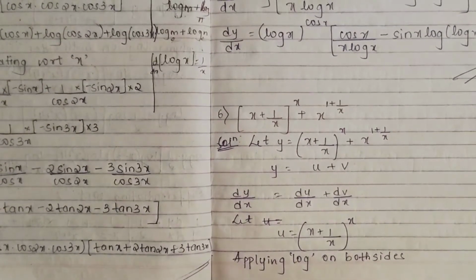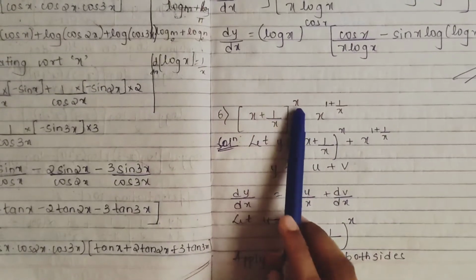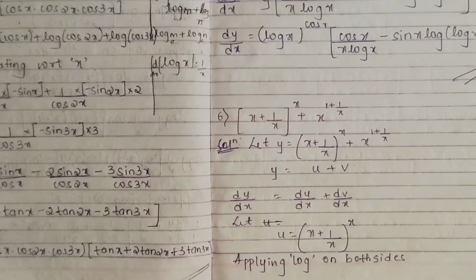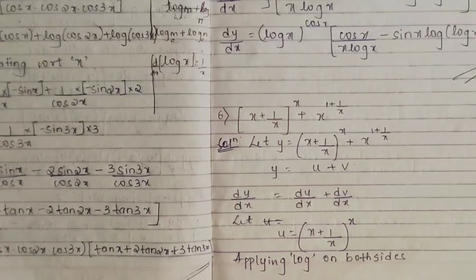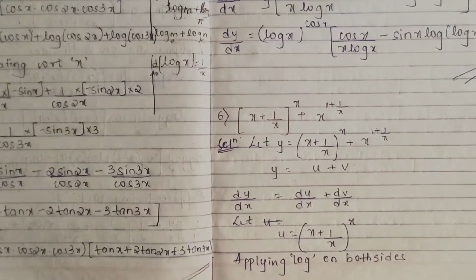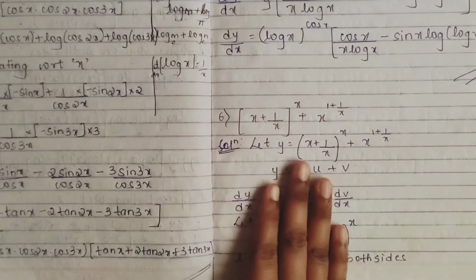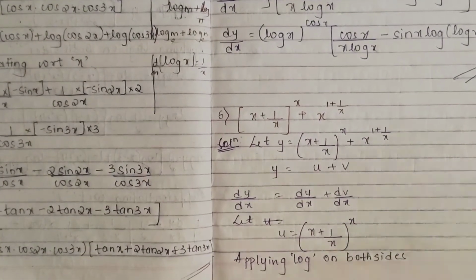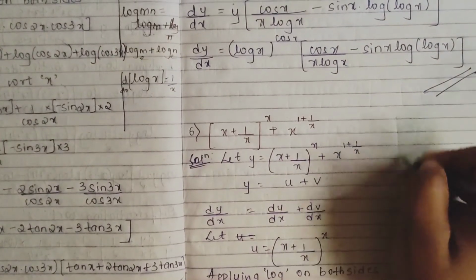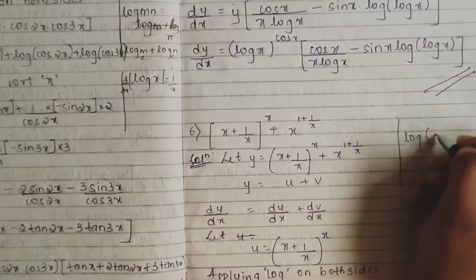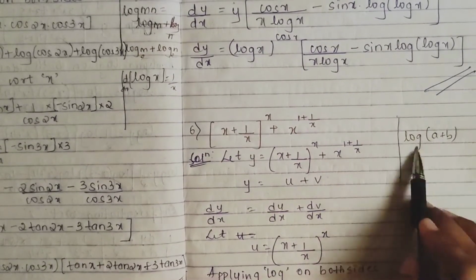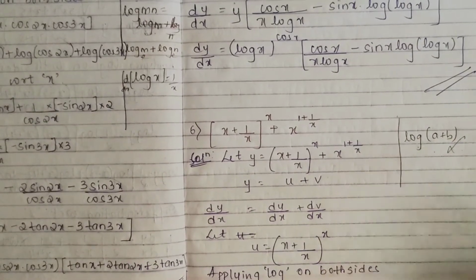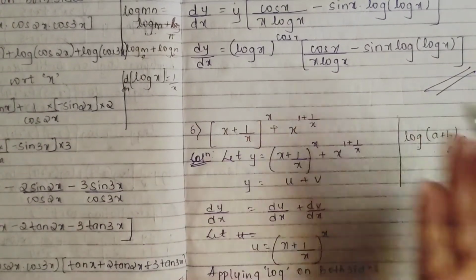Sixth problem, see a question: (x plus 1 by x) whole raised to x plus x raised to (1 plus 1 by x). In your previous problems, you just had a single term, and you were applying that property of log. See, here also you have to apply the property of log, but you can't apply log directly because you don't have any formula like log of a plus b, right? You don't have such a formula, so you can't apply it for this.